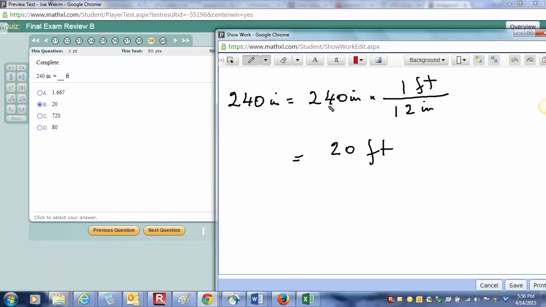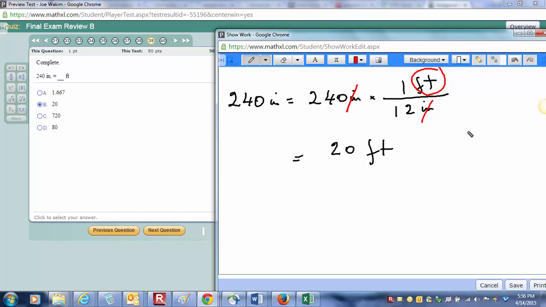Again, you rewrite the same number, but now you multiply by the ratio. 1 foot equals 12 inches. You put the 12 inches in the denominator, that way the inches and the inches will cancel, and the final answer is in feet. And 240 divided by 12 is 20 feet.